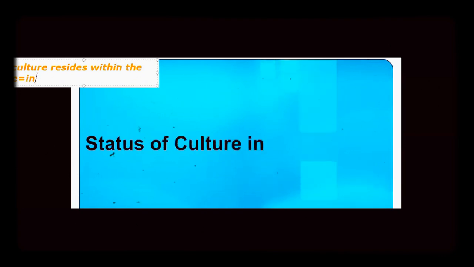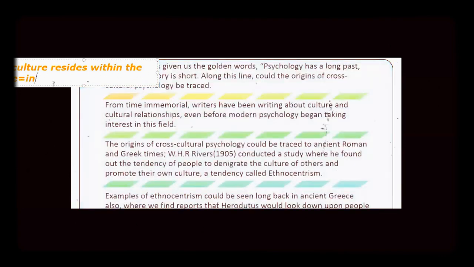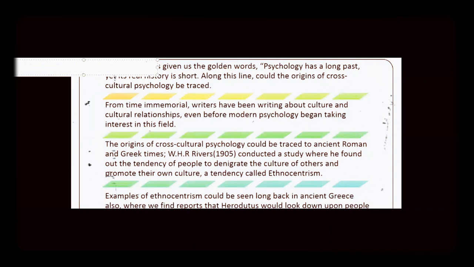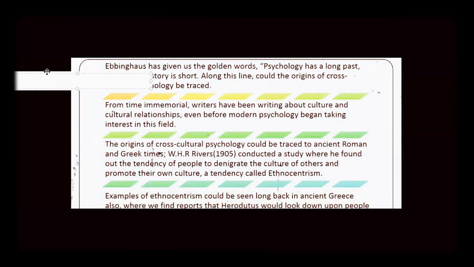We can view culture in two senses. First, we may say that culture resides within an individual, thus relating it to all the psychological processes related to the person. Second, we may say that culture resides outside a person, thus making him subject to experimental manipulation. Status of culture in psychology. Ebbinghaus has given us the golden words: psychology has a long past, yet its real history is short.